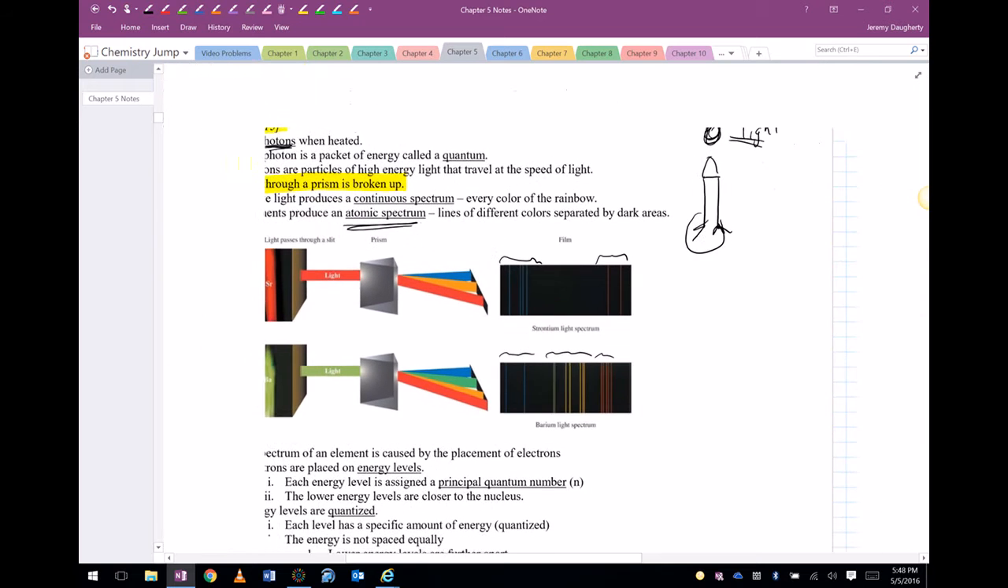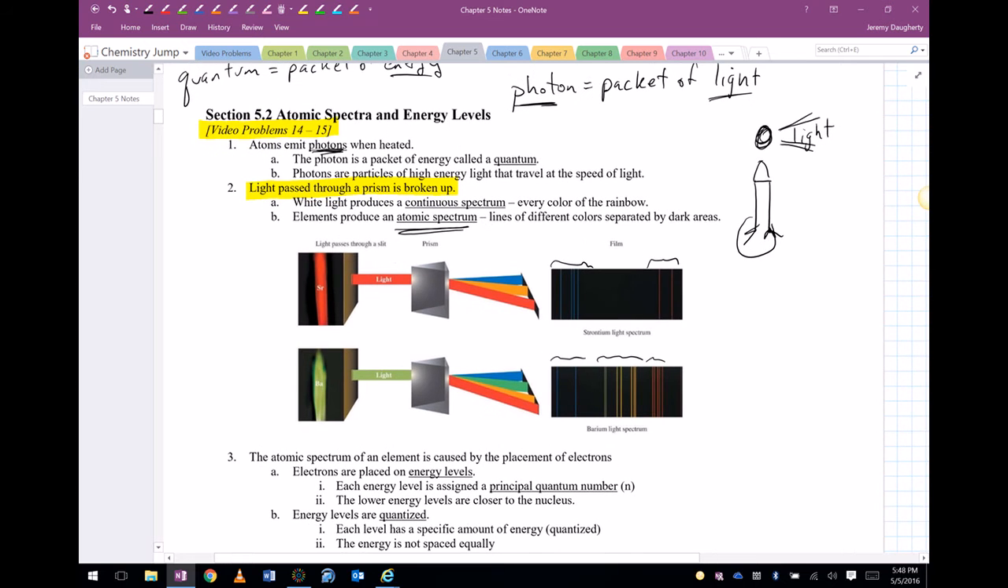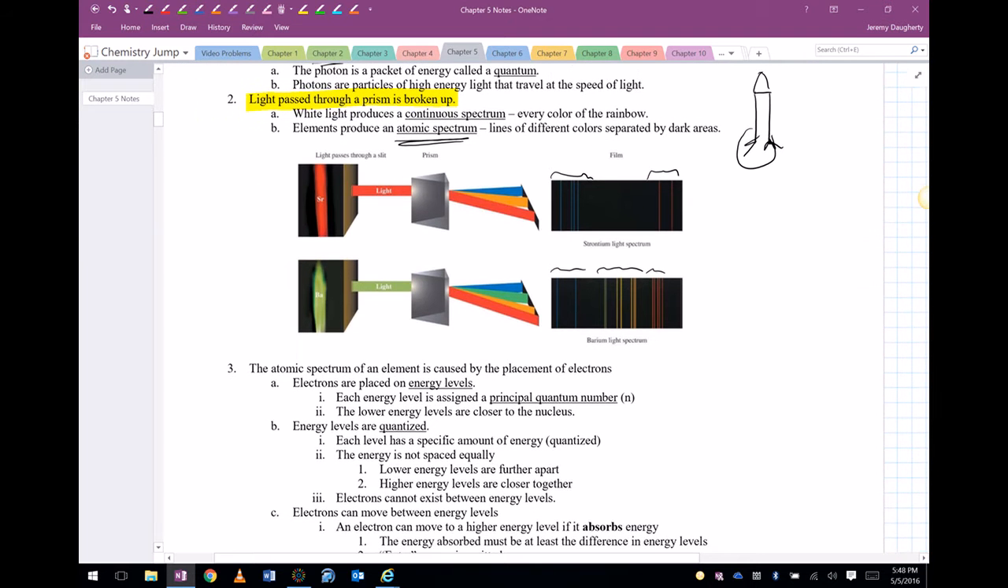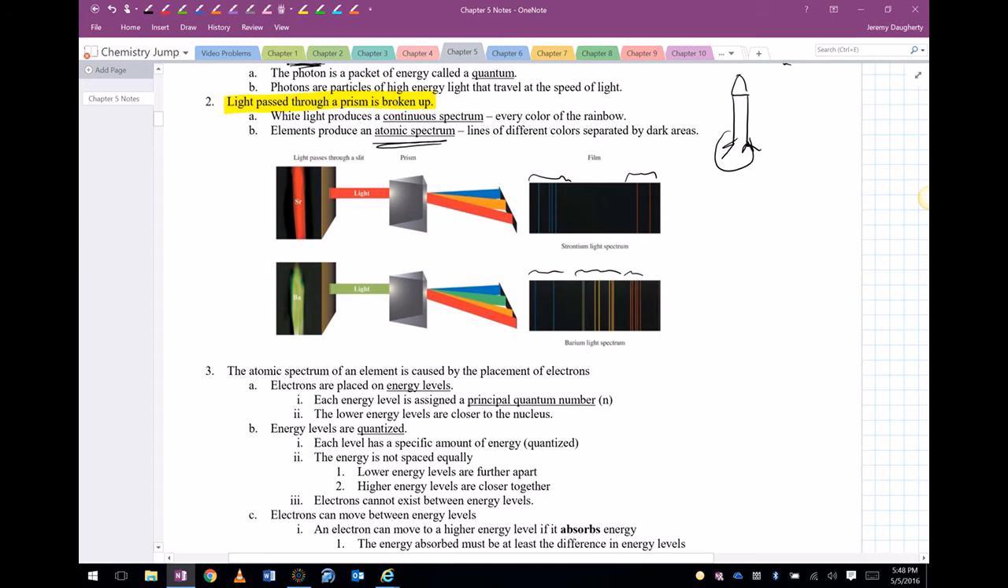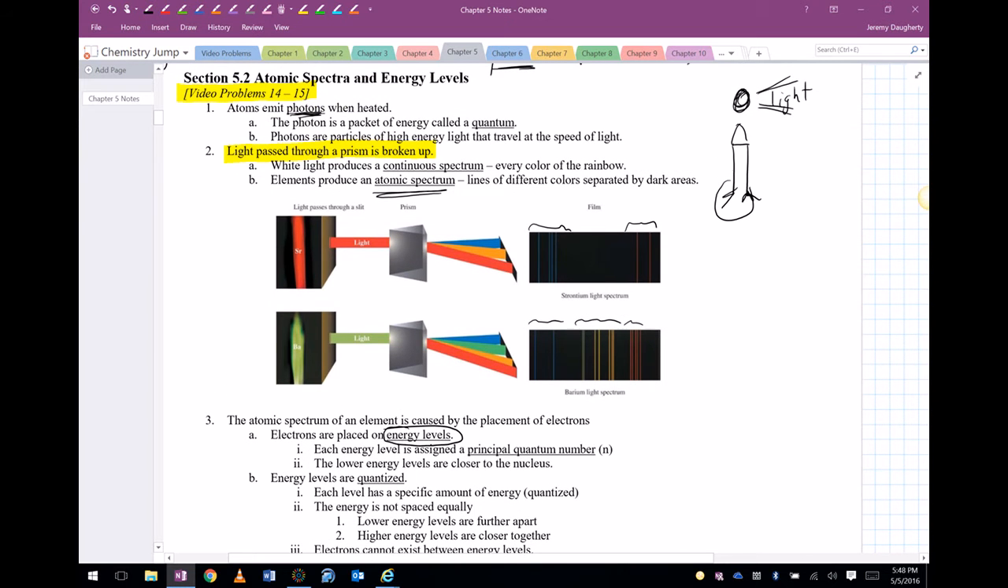And so why is it that atoms, when they are excited, only give off certain wavelengths of light? Well, the reason why they only give off certain wavelengths of light is because of energy levels. Right? So what we have right now is sort of this Bohr idea of an atom. Here's the nucleus, here's the first energy level, here's the second energy level, here's the third energy level.